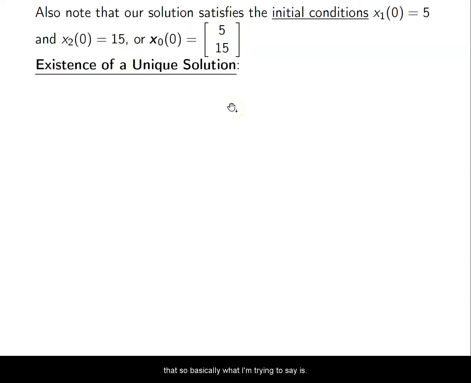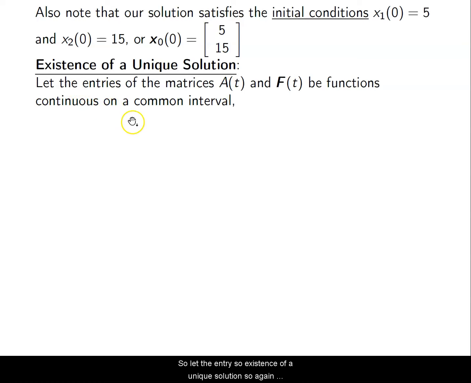So basically what I'm trying to say is you can have initial conditions as well in a system of equations, okay? So, existence of a unique solution. Again, we need to make sure that a solution exists and that it is unique. So if we let the entries of the matrices A of t and f of t be functions, again, this is not necessarily a matrix, it's a vector, but we can call them matrices, it's fine. So let these functions be continuous on a common interval, which we'll call I, that contains our initial point. In this case, my initial point was t equals 0, right?